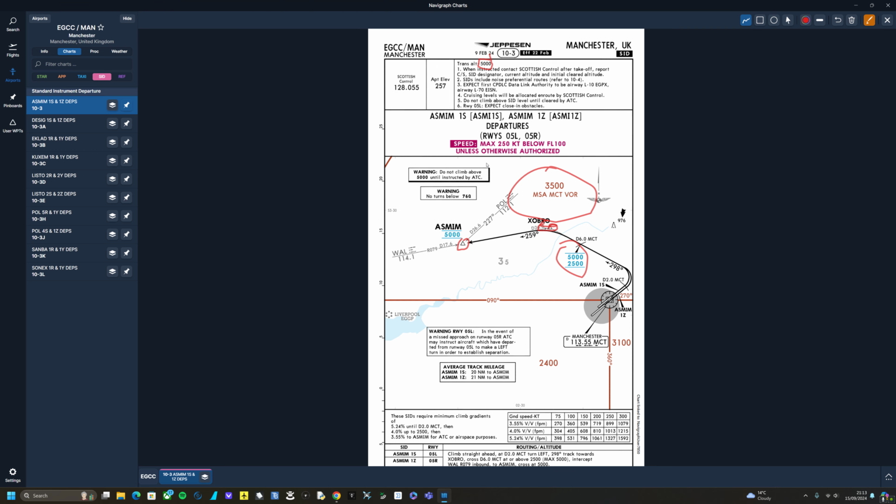And then you can see this bit in a box. Usually these are warnings, but of course it will say warning if it is a warning. Do not climb above 5,000 feet until instructed by ATC. Self-explanatory what that means. And then you see the warning below, no turns below 76 kilo. What that means is no turns below 7,600 feet, essentially.